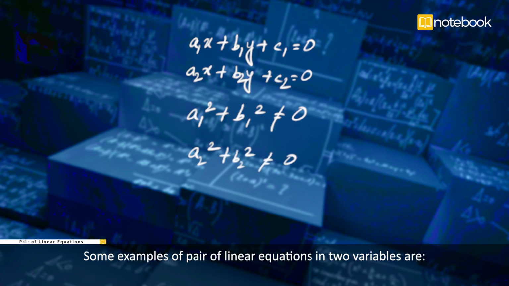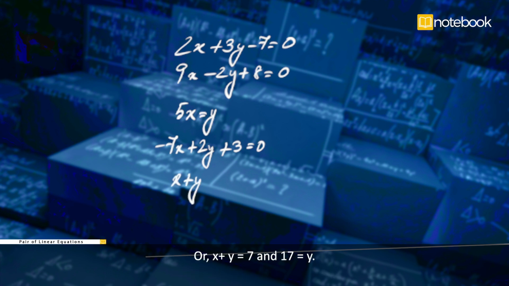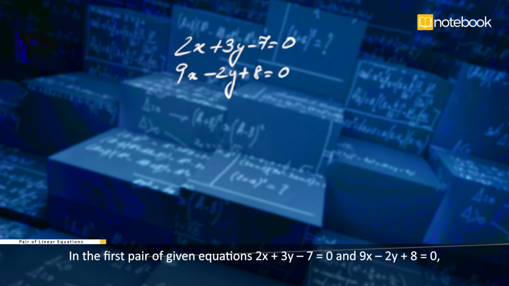Some examples of pair of linear equations in two variables are 2x plus 3y minus 7 is equal to 0 and 9x minus 2y plus 8 is equal to 0, or 5x is equal to y and minus 7x plus 2y plus 3 is equal to 0, or x plus y is equal to 7 and 17 is equal to y.